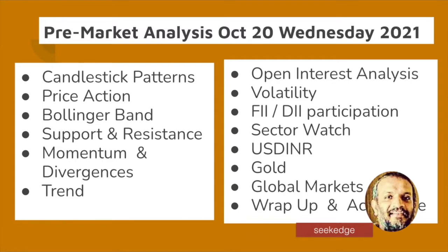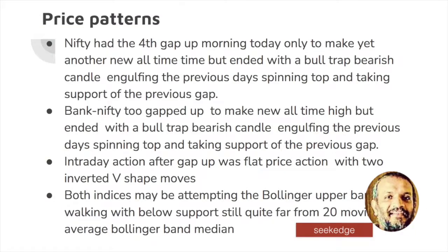So as usual, we'll be looking at all of these parameters that are listed here, right? That's part of the pre-market analysis. Candlestick patterns, price action, Bollinger Bands, momentum, divergence, trend, all of this. And in addition to that, we analyze the open interest data. We look at the institutional participation, sectorial performance, and global commodities, and then wrap up with some actionables. Okay. So without wasting time, let's get into the action.